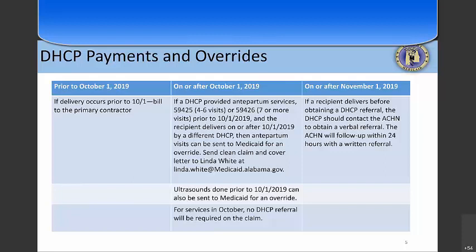Is it no longer required that a referral come from the PCP listed in the Medicaid system? That is correct. Any PCP may submit a referral. A patient has freedom of choice to see whatever PCP they want to.